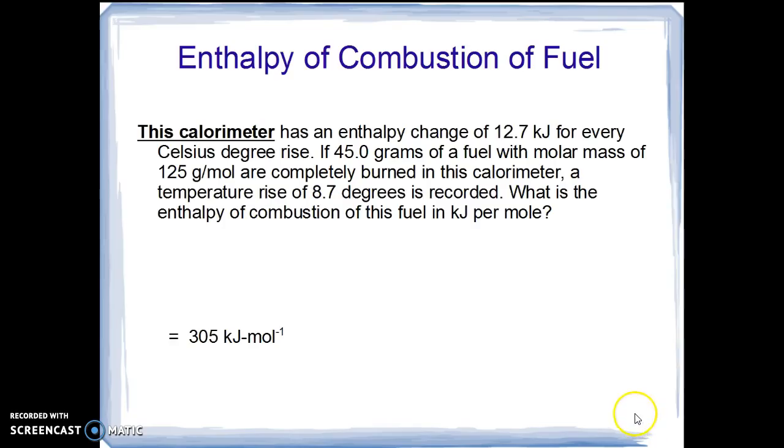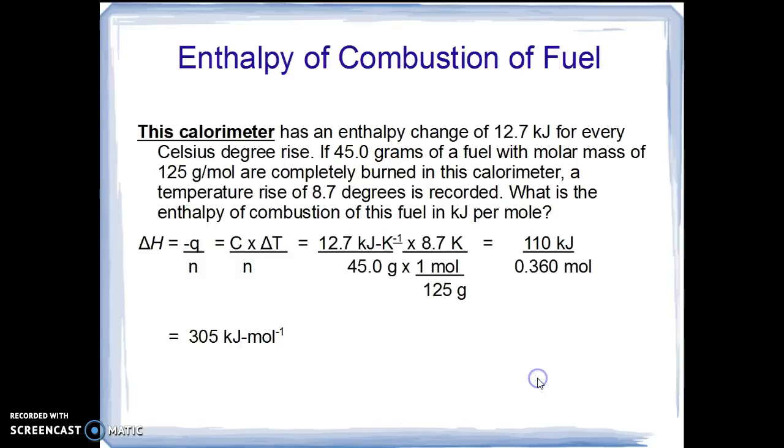Well, here we go. This calorimeter we saw has an enthalpy change of 12.7 kJ for every Celsius degree rise. So we give a 45 gram sample of a fuel with a molar mass of 125, and we burn that completely and see a rise of 8.7 degrees in that calorimeter. So let's find the enthalpy of combustion of this fuel in kJ per mole.